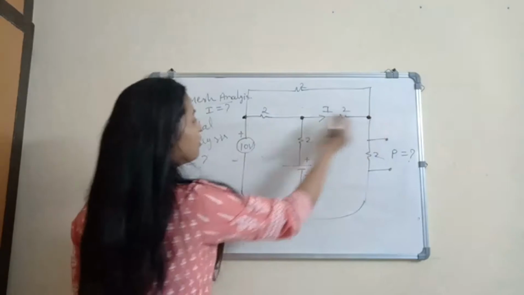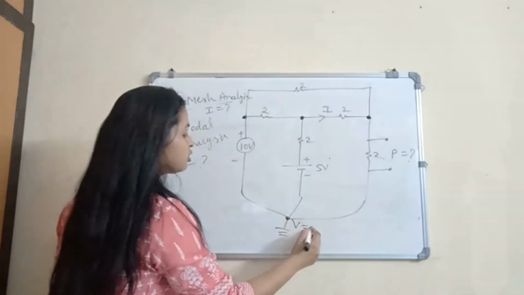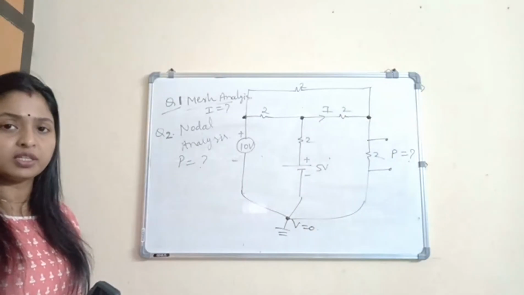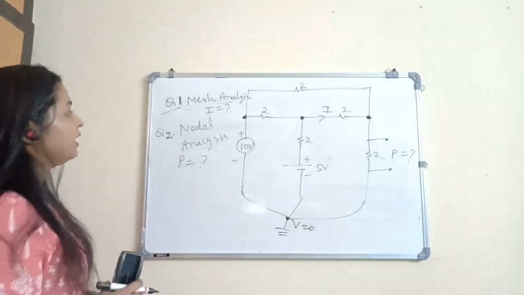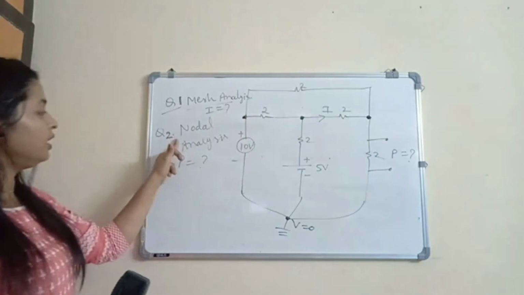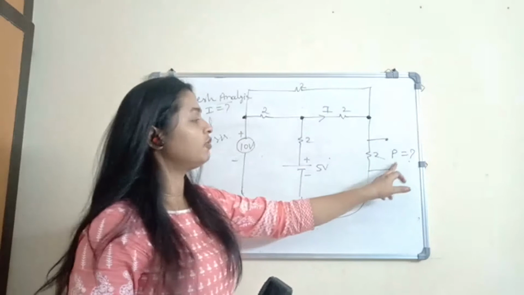Apply equations on each node, with the sum equal to 0. And you can measure the values of current and voltage in this way. Okay, so apply mesh analysis to calculate the current I, and apply nodal analysis to calculate the value of P here.